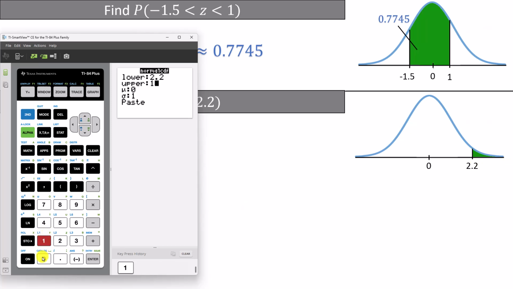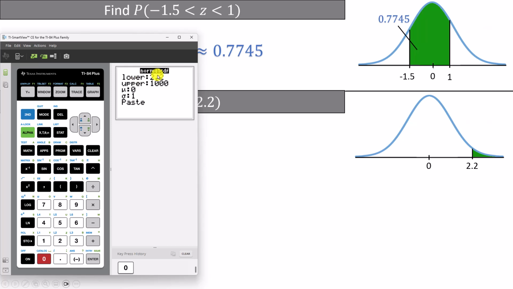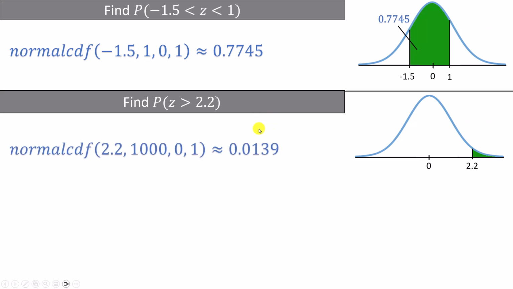So we're going to put in 1000 as our upper bound. Anytime you have a greater than probability, you're going to have the upper bound as 1000, and if you had a less than probability, you would end up having negative 1000 as your lower bound. Once again, keep mu and sigma as 0 and 1, go ahead and paste, press enter, and you will get the answer of about 0.0139. The probability of getting a value that is more than 2.2 standard deviations above the mean is about 1.39%, which also represents this area on the normal distribution.